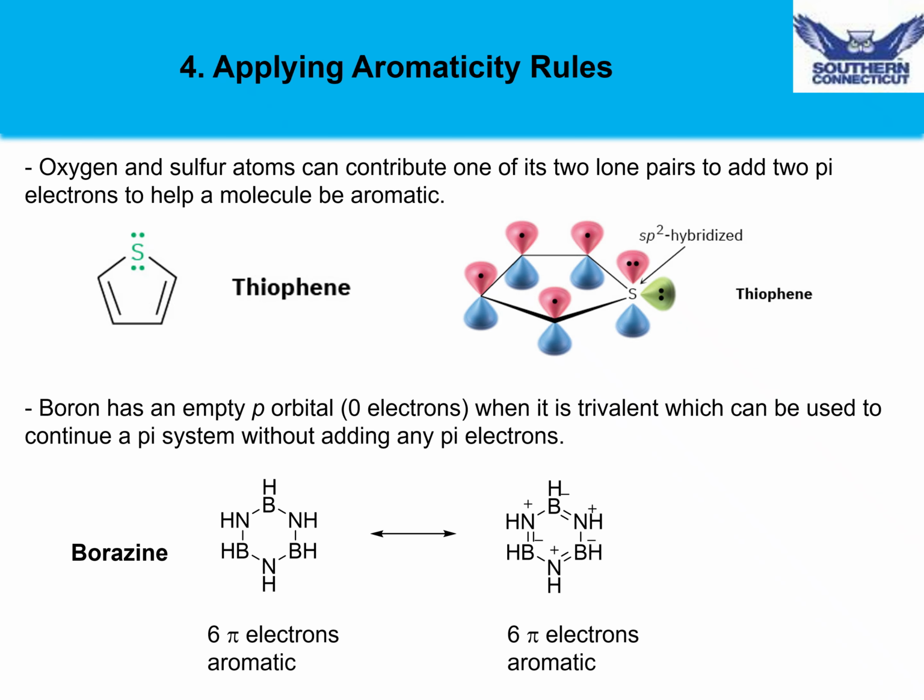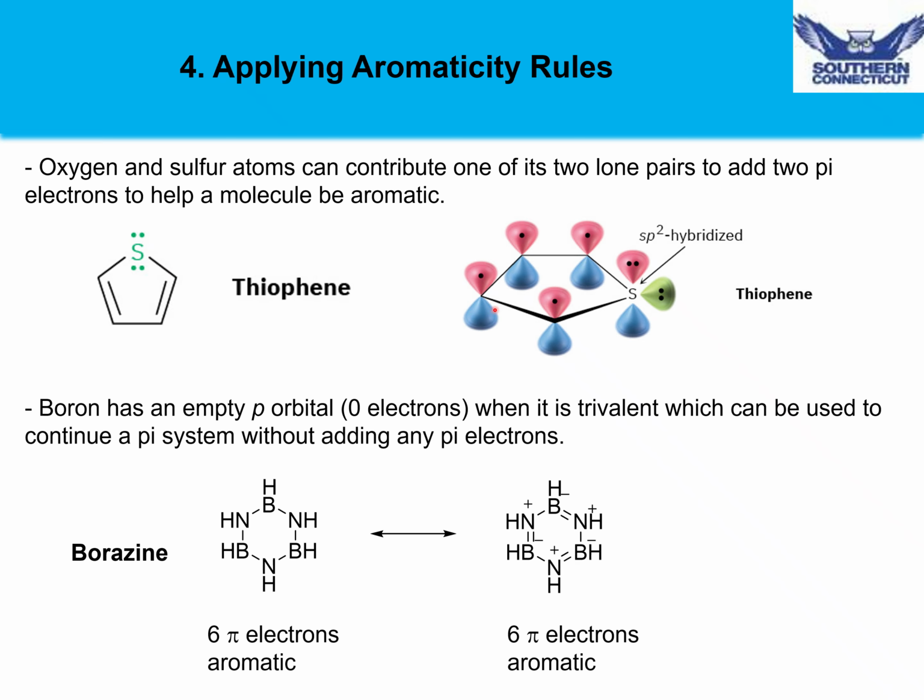Oxygen and sulfur atoms sometimes contribute a lone pair in order to make a molecule aromatic. As an example, thiophene contains a sulfur atom plus four carbon atoms. There are two double bonds, so there are four pi electrons from those double bonds. And so we need a lone pair from the sulfur atom in order to add a couple more pi electrons and make this compound aromatic.